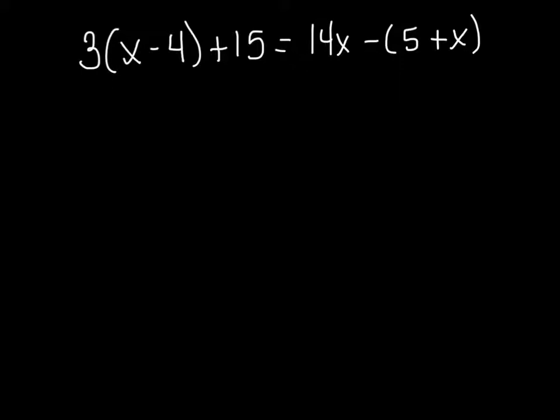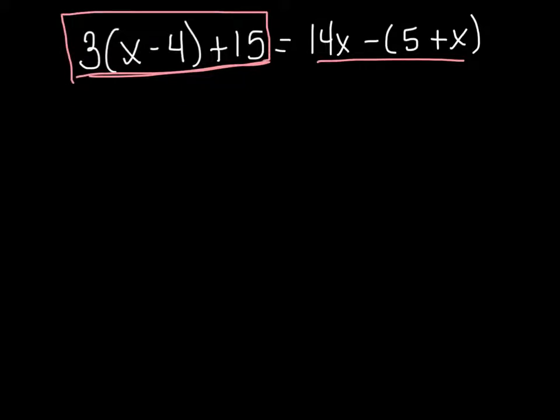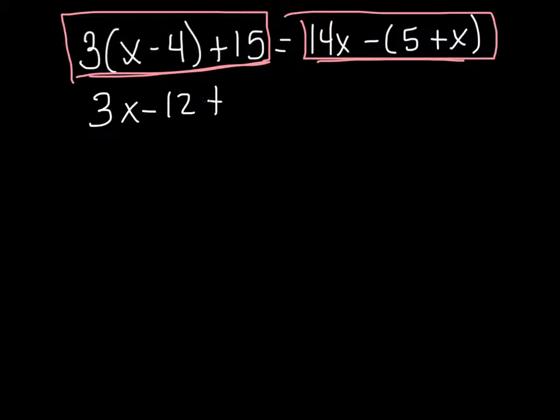Well, you have learned how to simplify expressions, and so I want to quickly remind you that this is just an expression on the left being set equal to an expression. It's good practice to simplify both expressions before moving things around. So I'm going to distribute the 3 to the x and the negative 4. So 3x minus 12 plus 15. I'm going to do some distribution on the right as well.